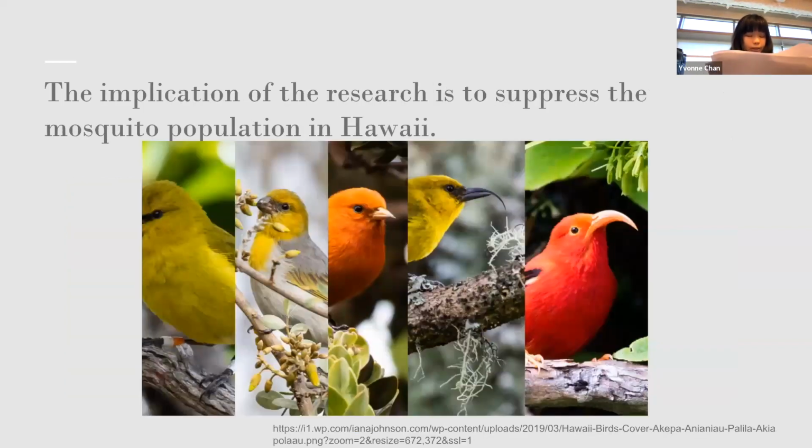This research has important implications on public health and ecosystem conservation efforts in Hawaii. For example, mosquitoes are known to transmit diseases among Hawaii's native bird species. By controlling mosquitoes, we may be able to reduce the incidence of avian malaria and to protect the native bird population.